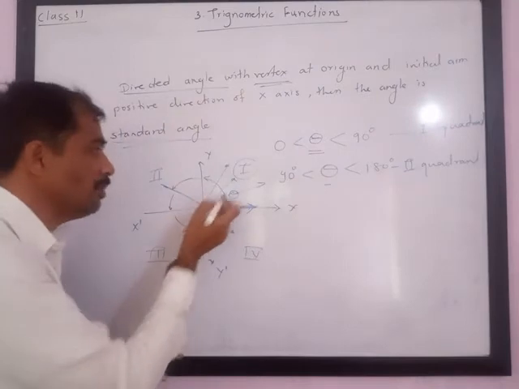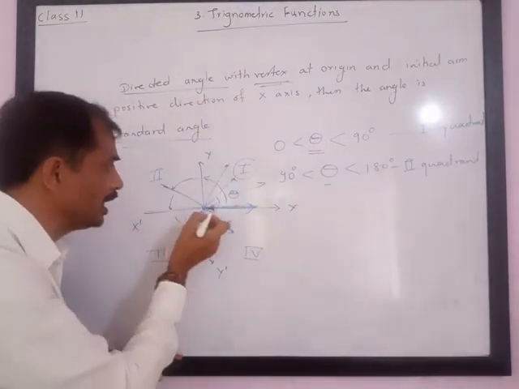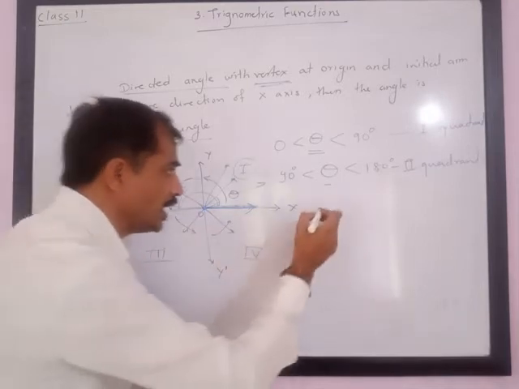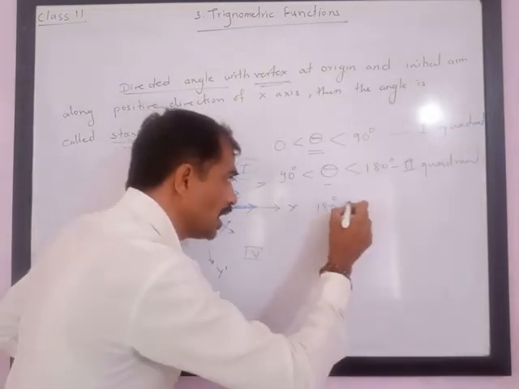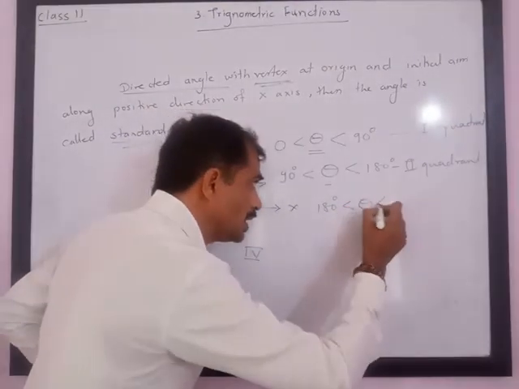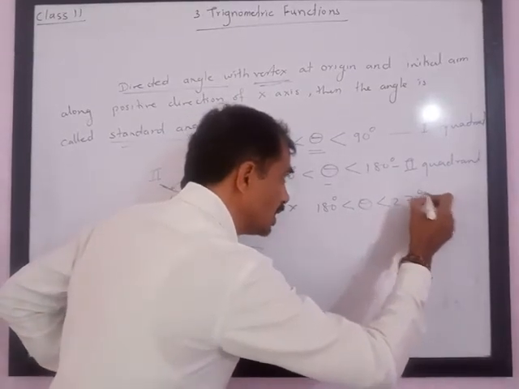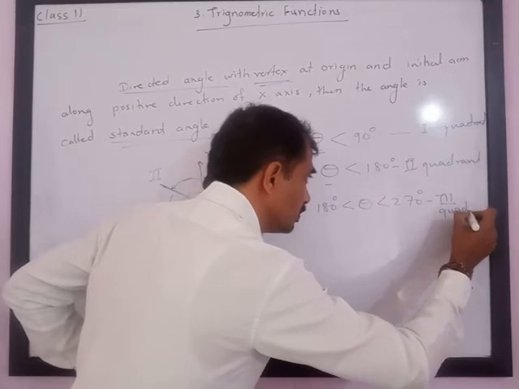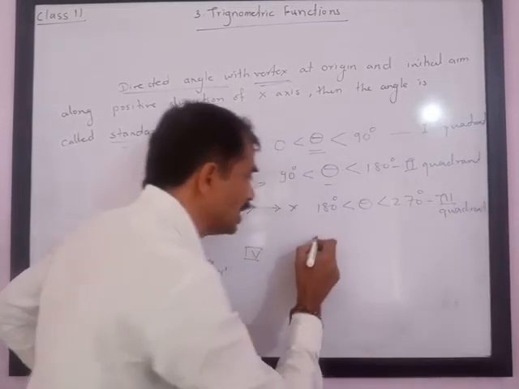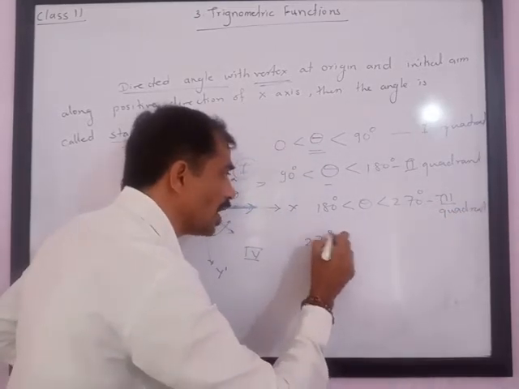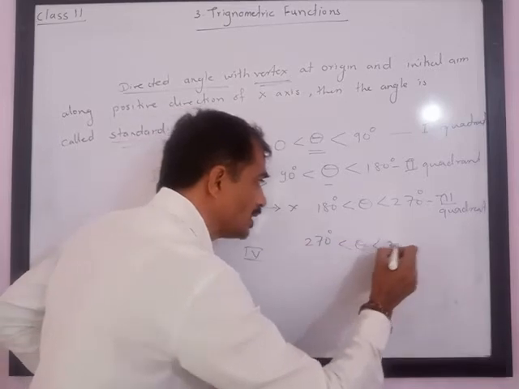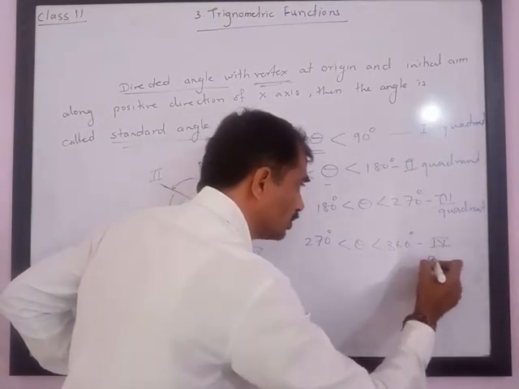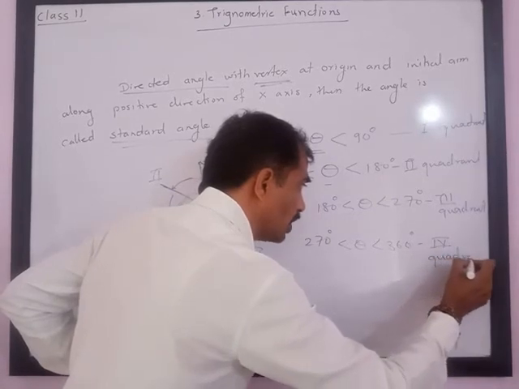If the same theta is greater than 180 degrees, this is 180 degrees, but it is less than 270 degrees, then it lies in the third quadrant. And lastly, if it is greater than 270 degrees and less than 360 degrees, then it lies in the fourth quadrant.